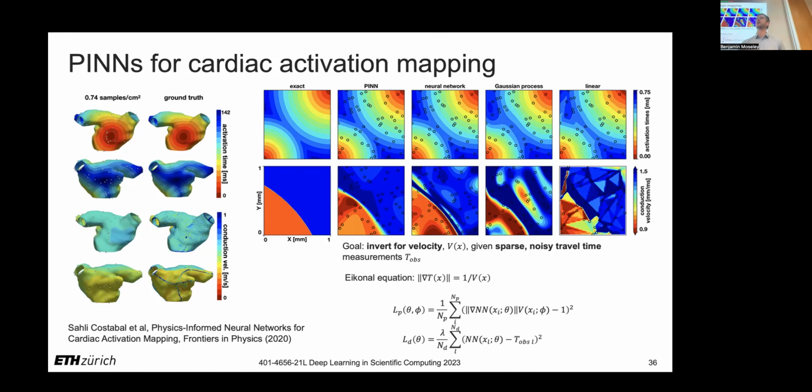So there are many examples of using PINNs for inverse problems in the literature, and it's a very, very interesting area.